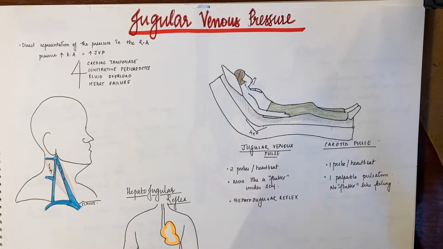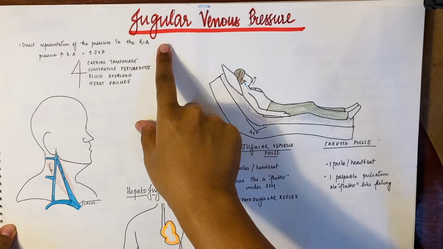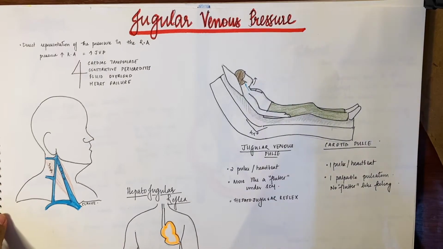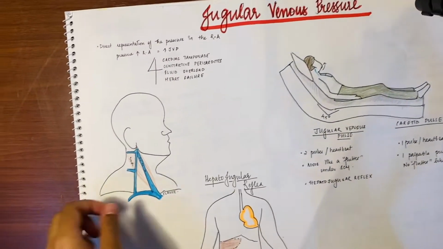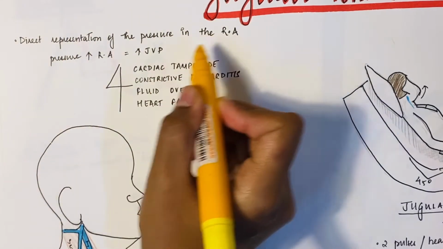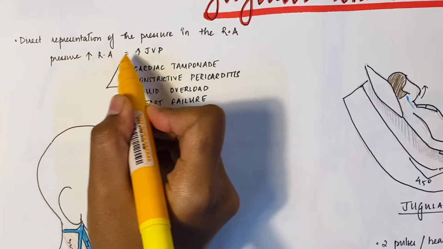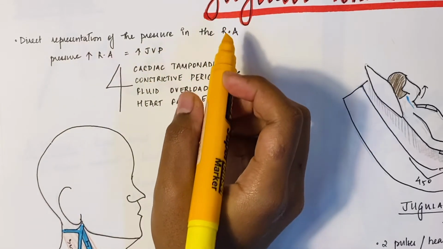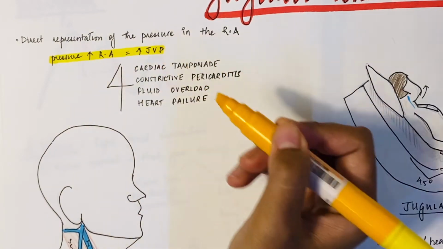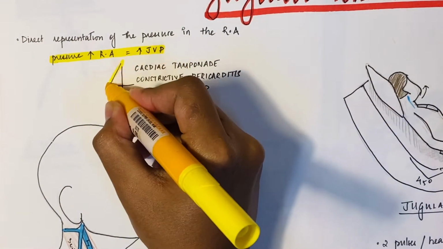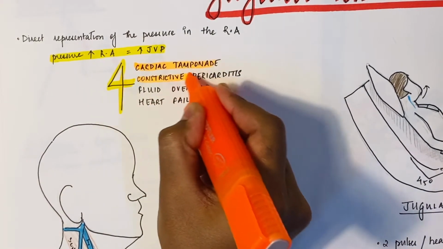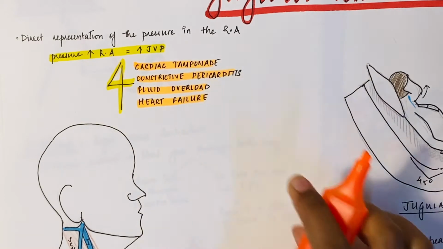Today's topic is JVP, or the jugular venous pressure. This is a little bit challenging, but I thought I'll try and make it as easy as possible. So let's start. What is the JVP? JVP is basically a representation of the pressure in the right atrium and the venous system. Whenever there is an increase in pressure in the right atrium, there will be an increase in JVP. There are four major causes: cardiac tamponade, constrictive pericarditis, fluid overload, and heart failure.